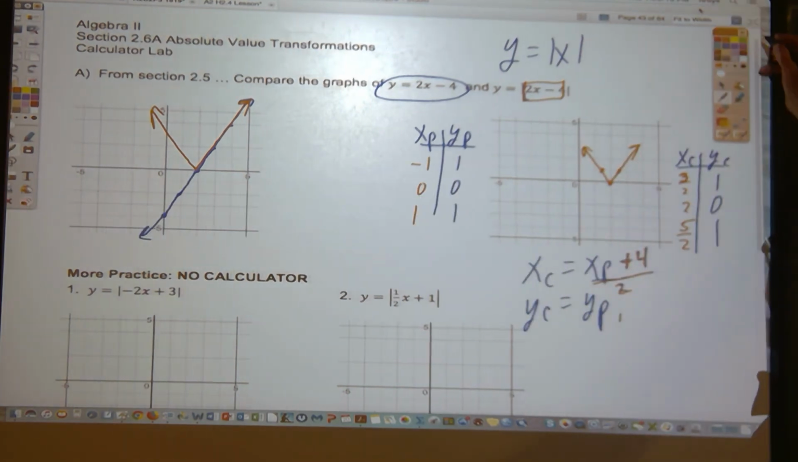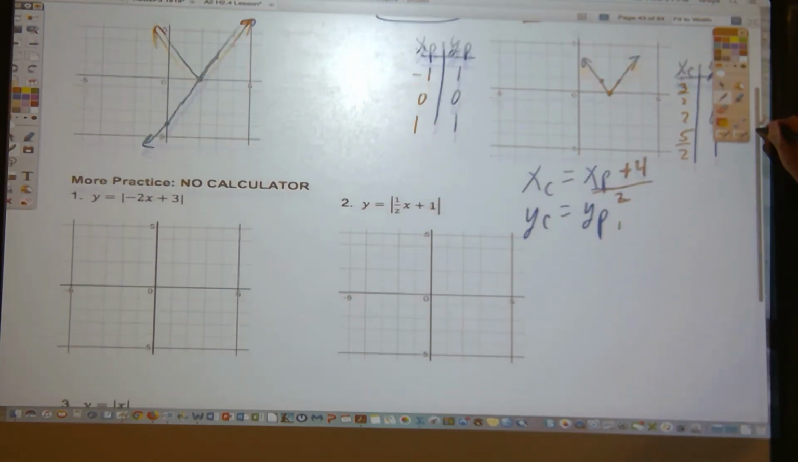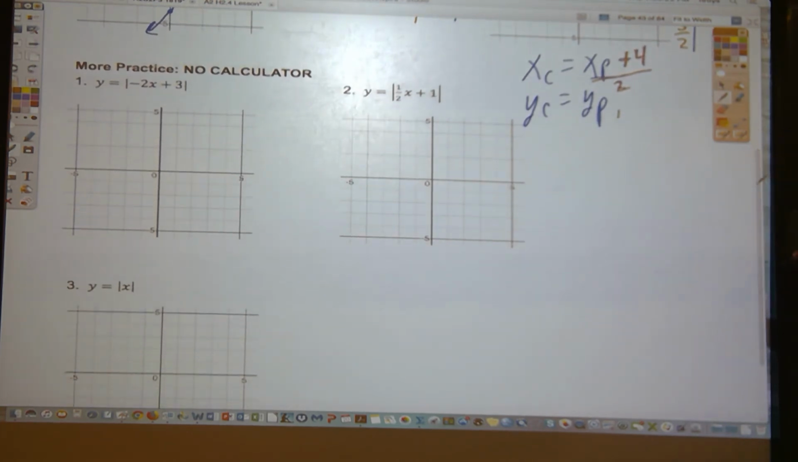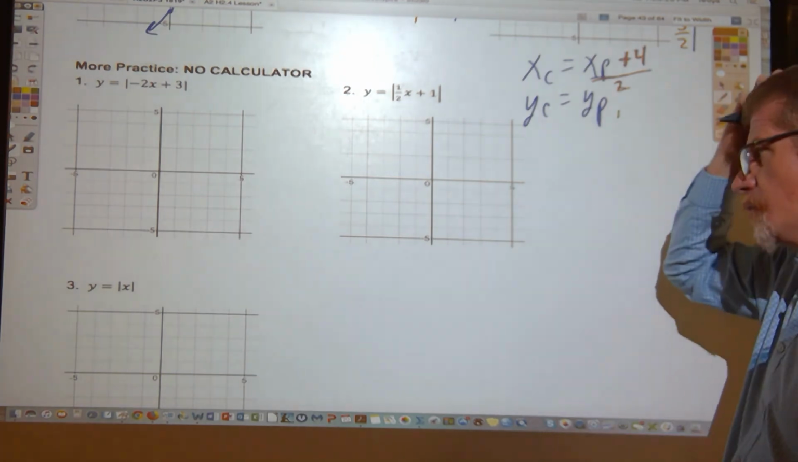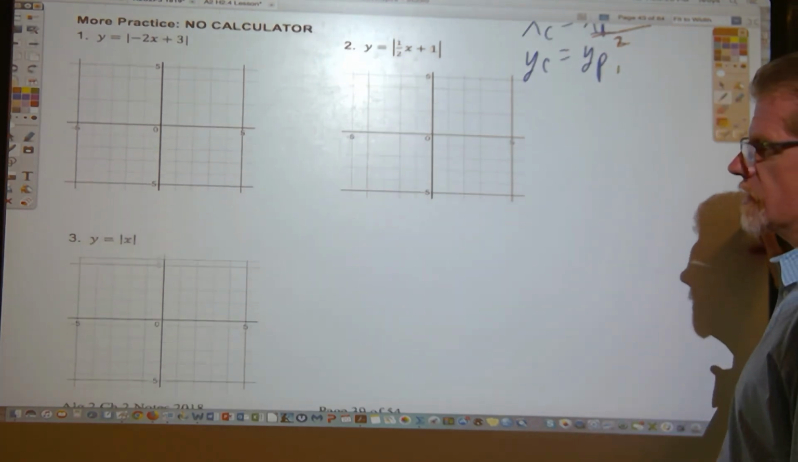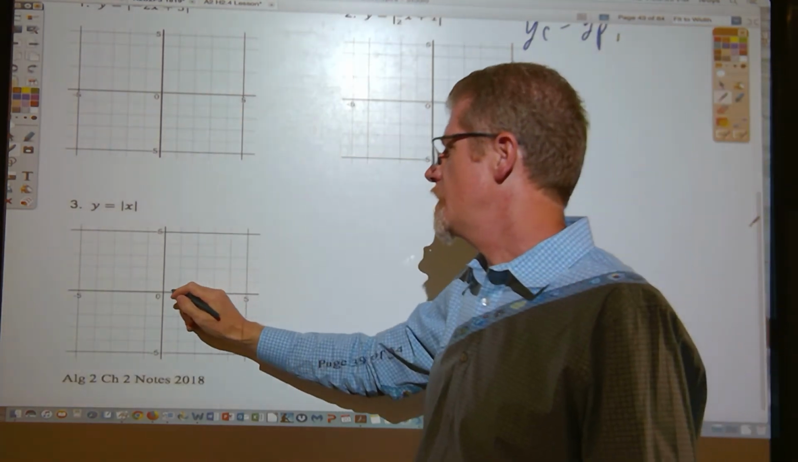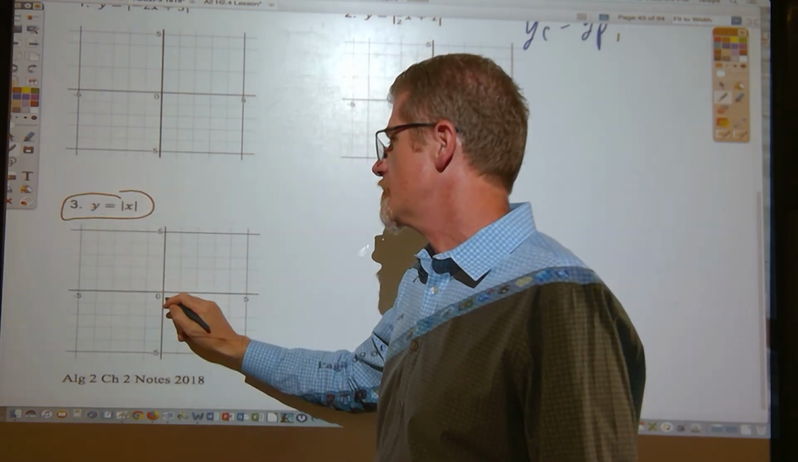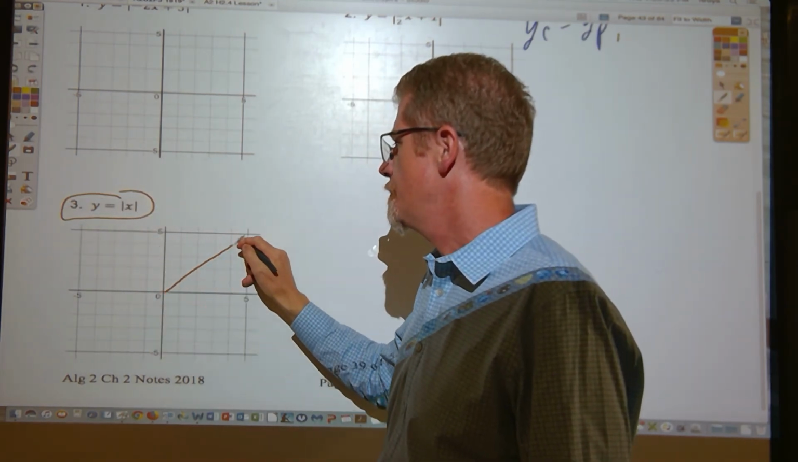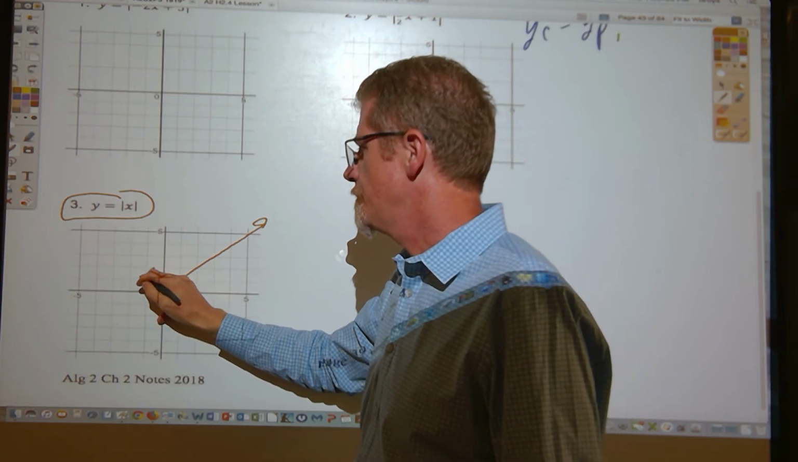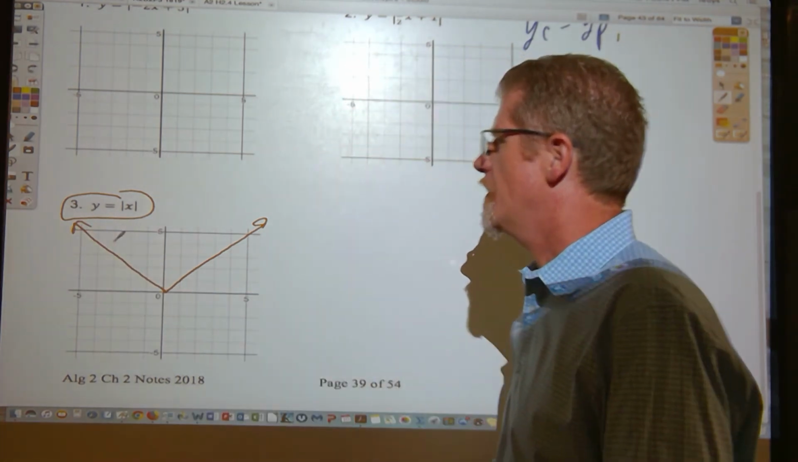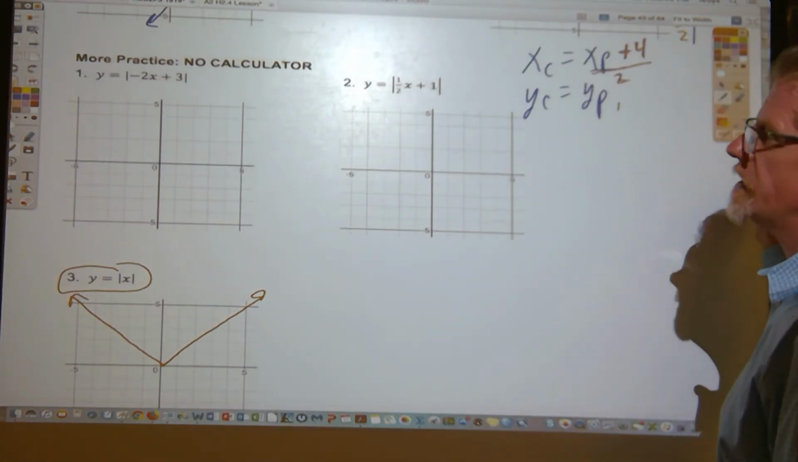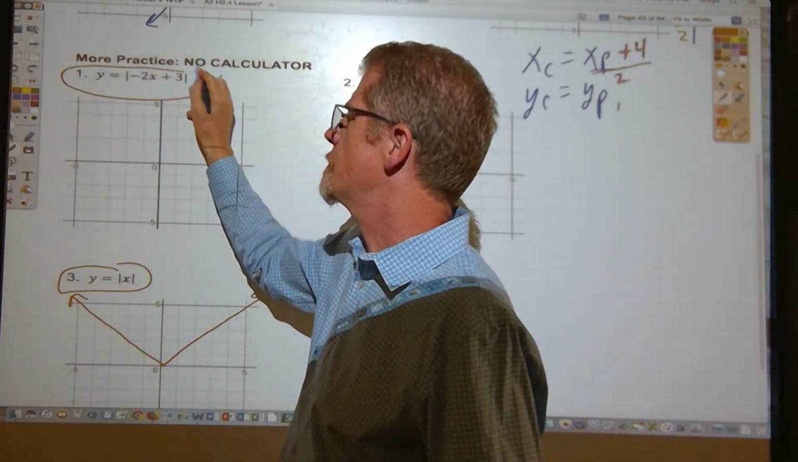Now, what we need, though, without a calculator, is some practice with writing out the linear transformation equations. All 3 of these are children of this parent. This is the parent function. There's only 10 parents in Algebra 2. This is parent number 3. So from this parent graph, I would like you to practice writing linear transformation equations for number 1.